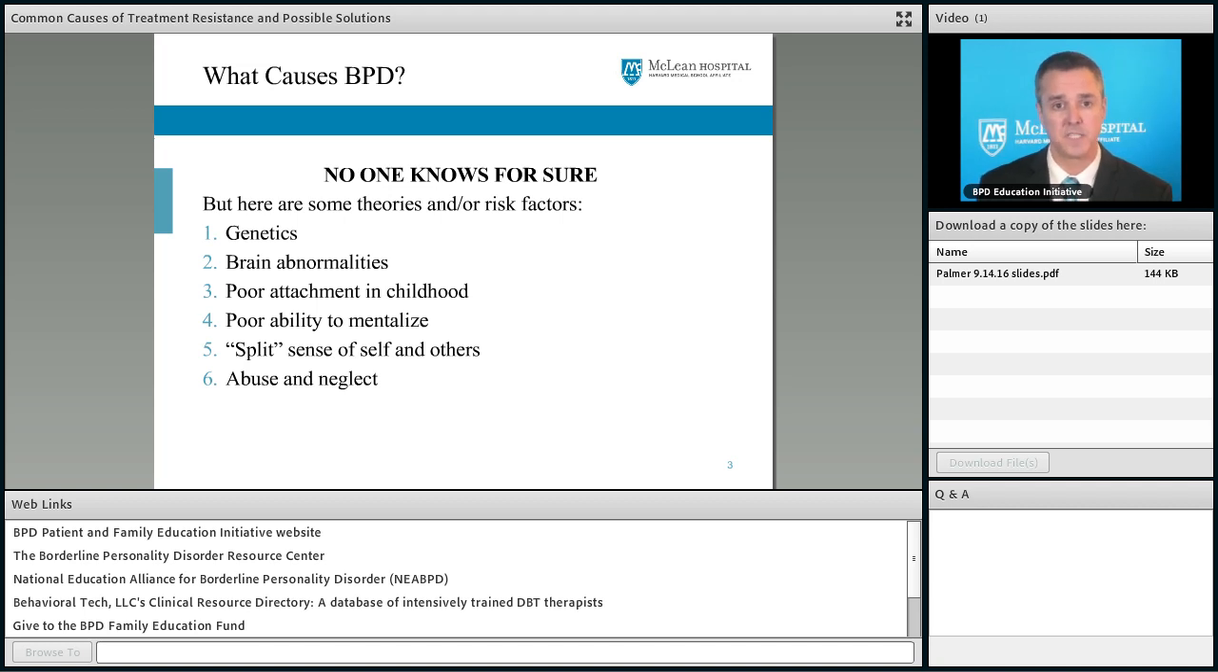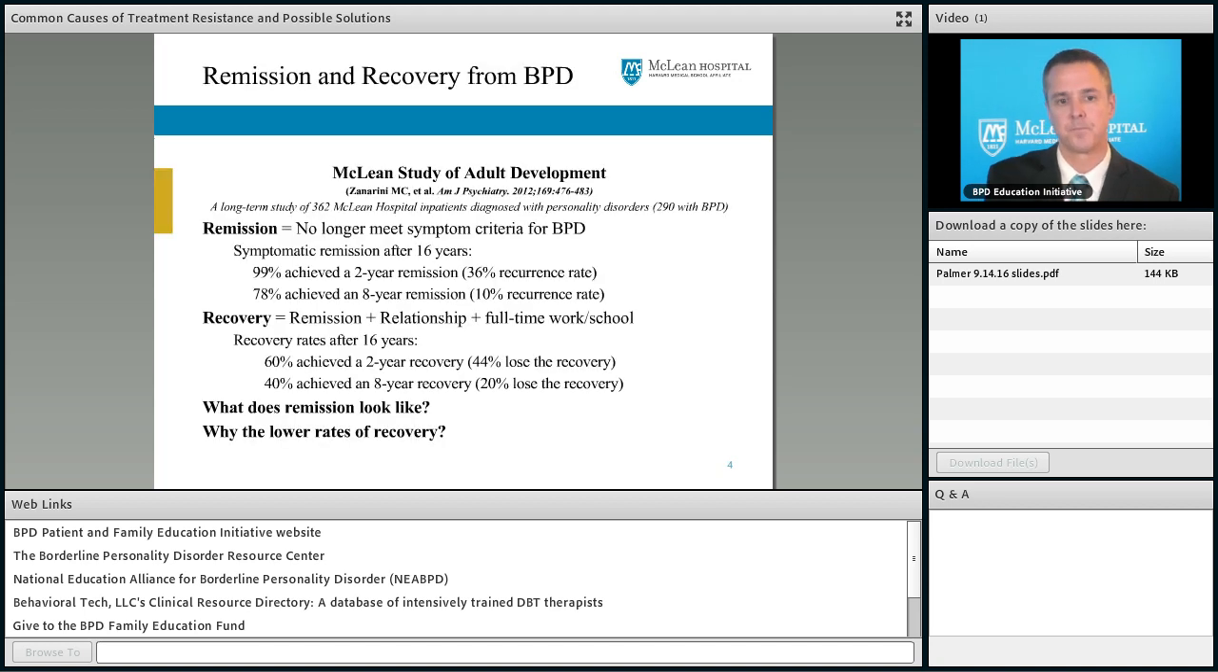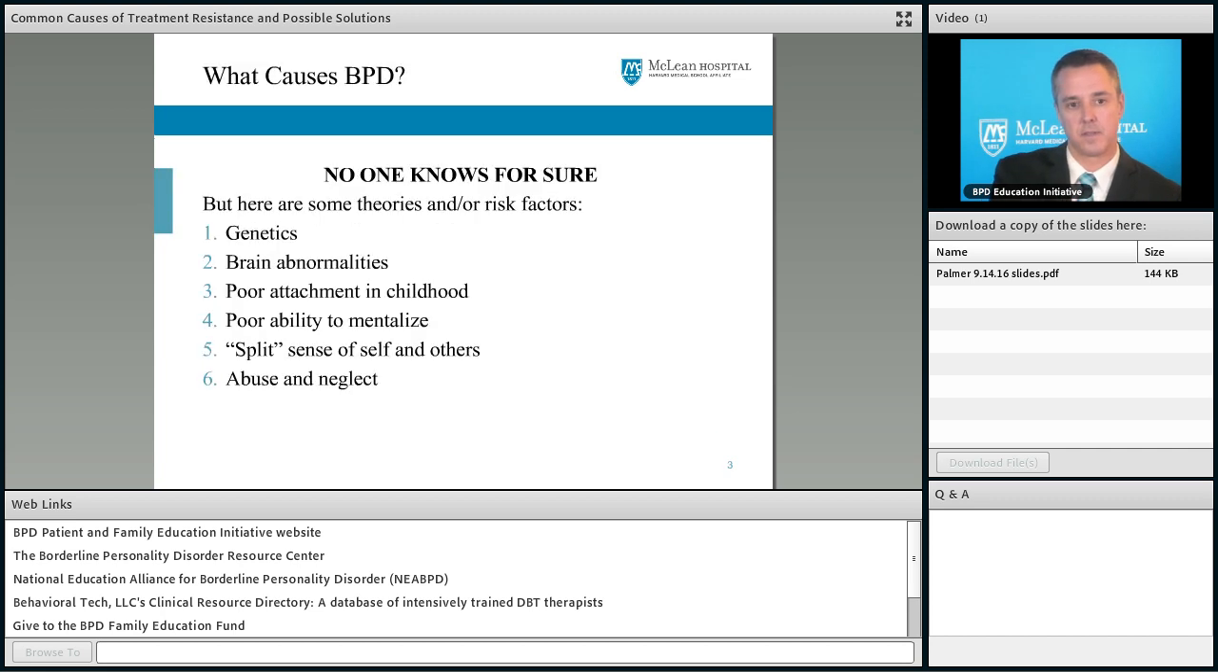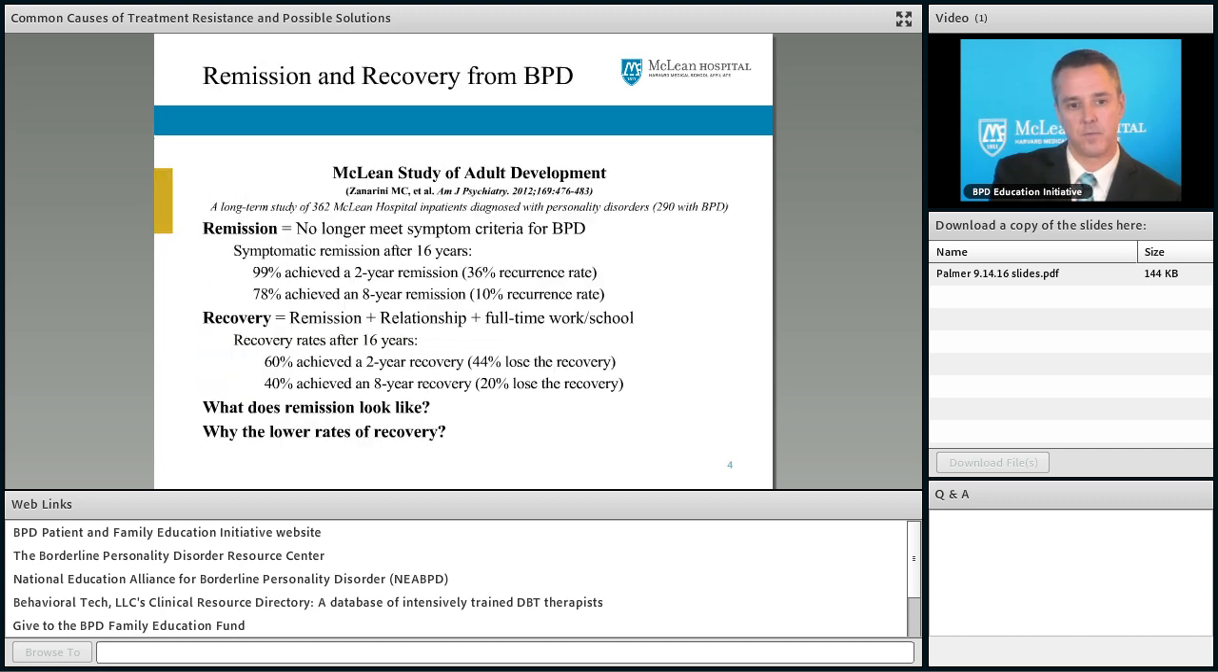Other people on the very different side of the spectrum feel like there's no such thing as borderline personality disorder. It's all bipolar disorder. It's just a strange variant of bipolar disorder, and those patients need mood stabilizers. There's a little bit of support for that, as I'll discuss, but by no means do I actually think that's accurate either. And so, sorry, I skipped ahead.